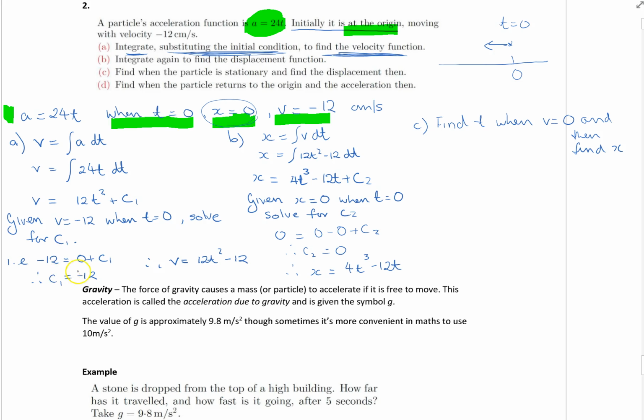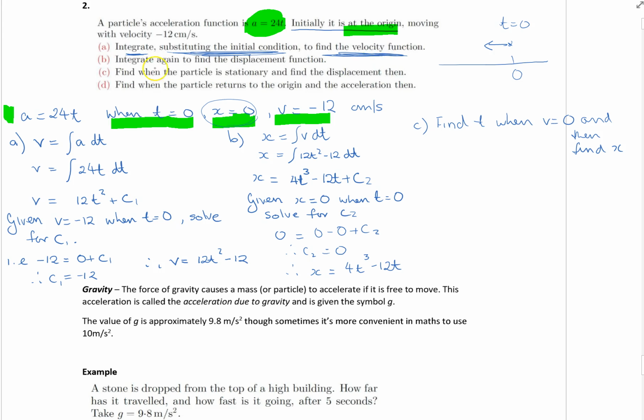So first constant, solving a very easy equation, and you get that the constant is negative 12, which enables me to complete my velocity function. Velocity is 12t squared minus 12. And that's all I had to do for A.